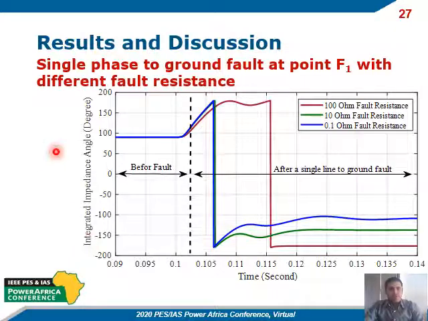Now, to test the performance of the proposed scheme for a high impedance fault, a single phase to ground fault has been applied at fault point number 1 with different fault resistances. For example, 0.1 ohm, 10 ohm, and 100 ohm fault resistances have been chosen. We must note that the response time of the integrated impedance angle increases when the fault resistance increases, and the maximum response time is about 50 milliseconds for a fault resistance of 100 ohms.